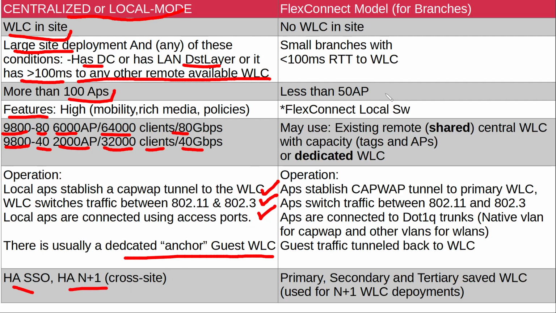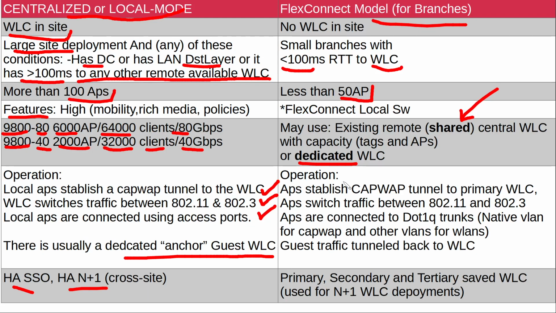And if your remote branch offices need up to 50 access points and are connected to a wide area network that lets you reach your wireless LAN controller with less than 100 milliseconds, you can use the FlexConnect model for branches. In this case, your branches may use an existing remote central wireless LAN controller, which is known as shared mode, if that remote wireless LAN controller has enough capacity for your tags and for the amount of access points. Otherwise, you can install a dedicated wireless LAN controller. So you have two options here, shared or dedicated.